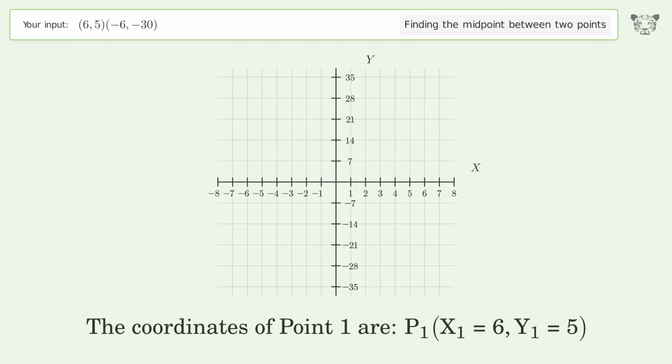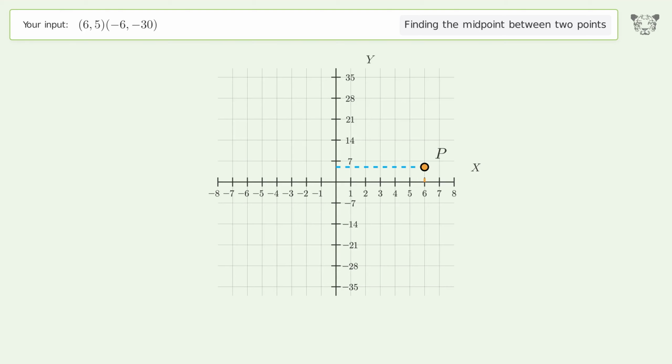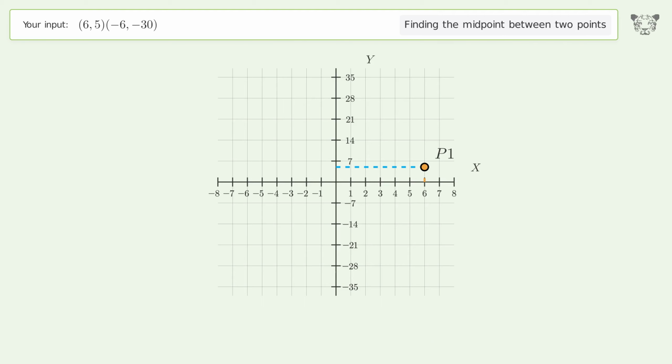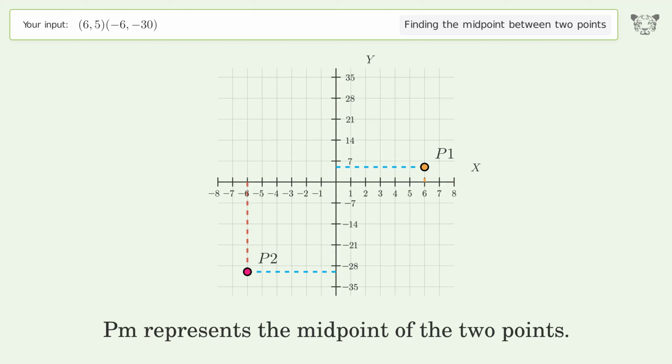The coordinates of point 1 are, x1 equals 6, y1 equals 5. The coordinates of point 2 are, x2 equals negative 6, y2 equals negative 30. PM represents the midpoint of the 2 points.